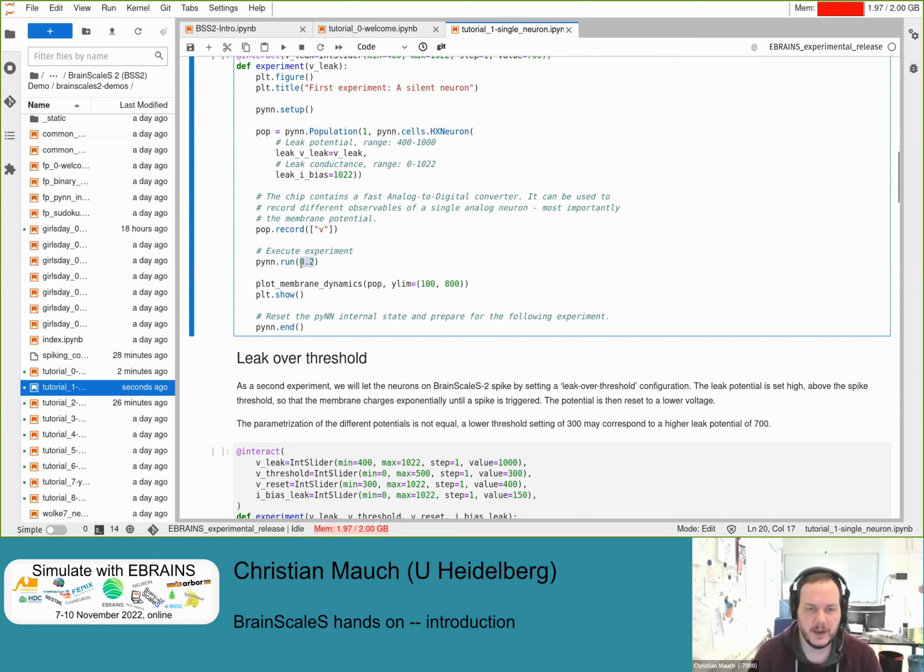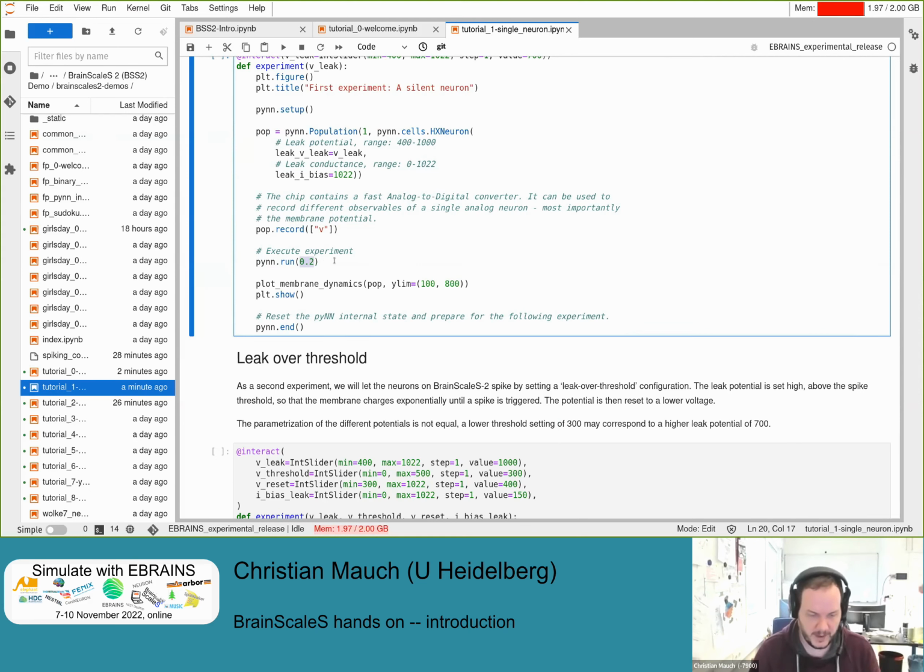And Pine itself uses natural units for neural networks. So in this case, this would be milliseconds. And in our case, this is actual wall clock time running on the hardware. So no conversion between bio domain and wall clock domain or something like this. So this just describes, okay, please evaluate what is running on hardware for 200 microseconds. And then we plot the result.